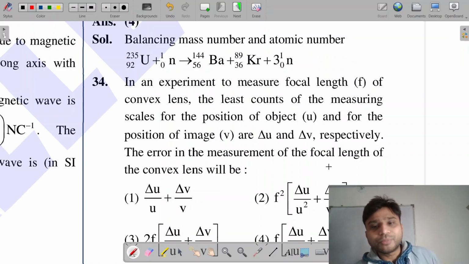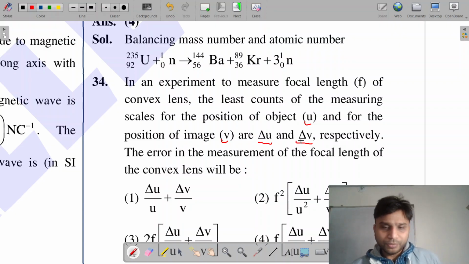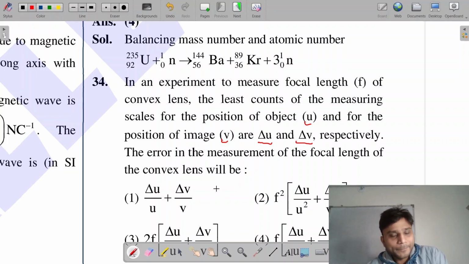What is the error in measurement of the focal length of the lens, given that the error in measuring the object distance is u, and the error in finding the image distance is v? The object distance, image distance, and errors in them are available to us. On the optical bench, these are basically the least count of the scale which is used to measure the values.